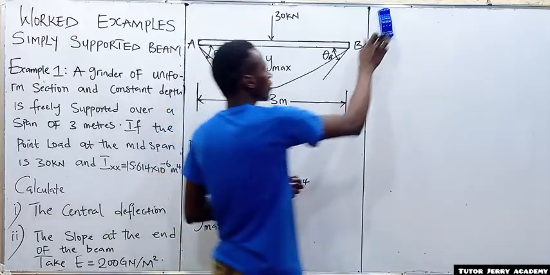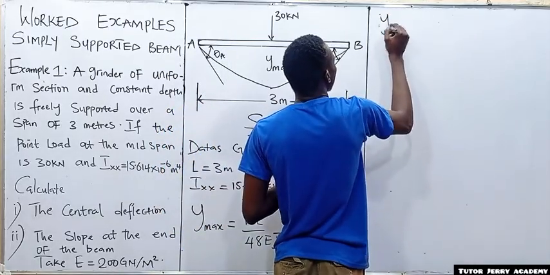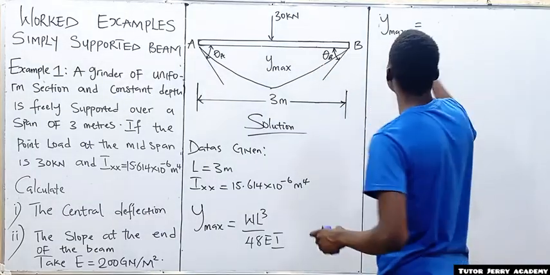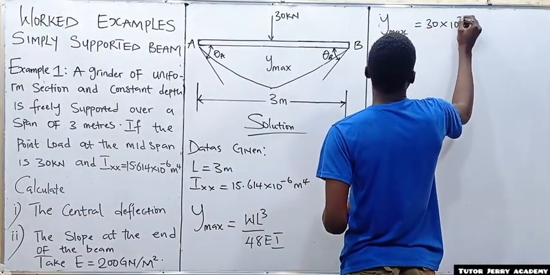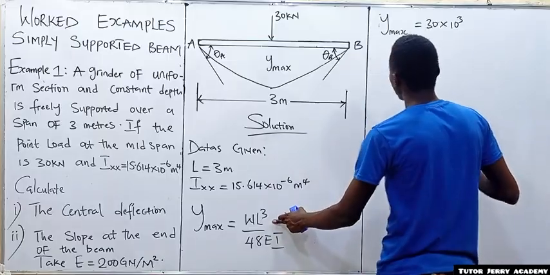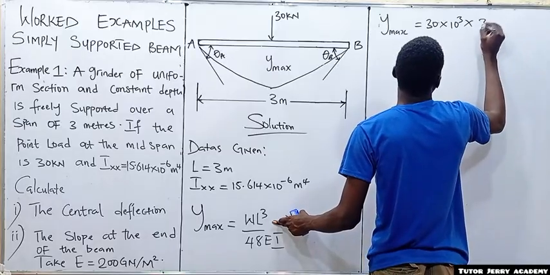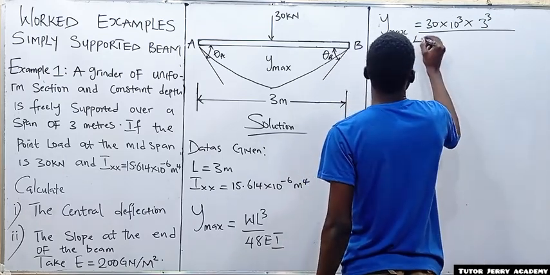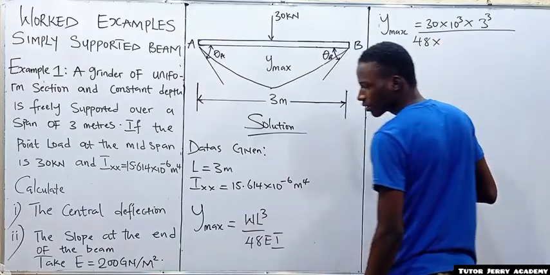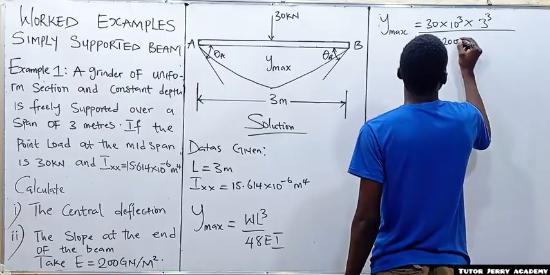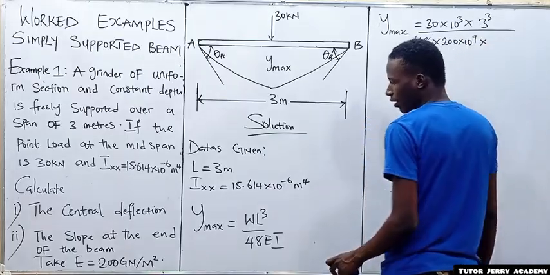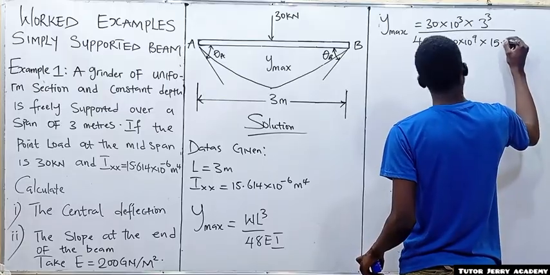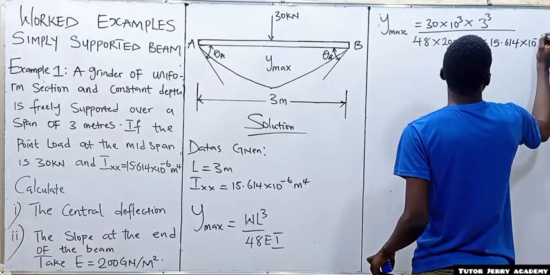So Y max will be equal to W. Now our W is 30 and is in kilo, so we have 30 multiplied by 10 to the power of 3. Multiplied by L, which is 3, all to the power of 3. This will be all over 48 EI. So we have 48 multiplied by E. E is 200 giganewton, this is 200 times 10 to the power of 9. Multiplied by I. I is 1.614 times 10 to the power of minus 6.